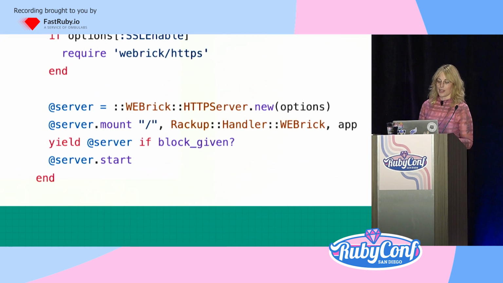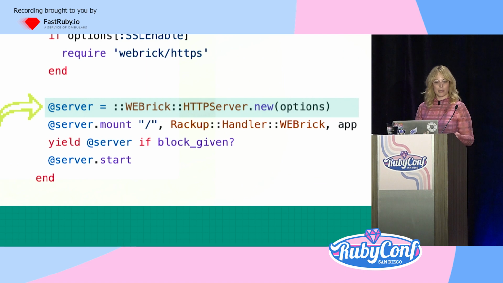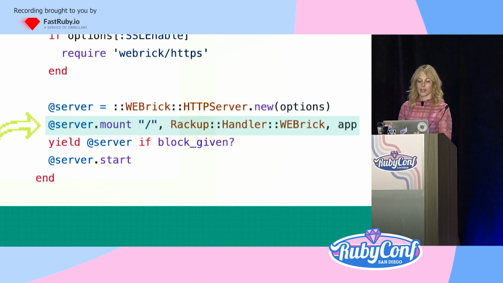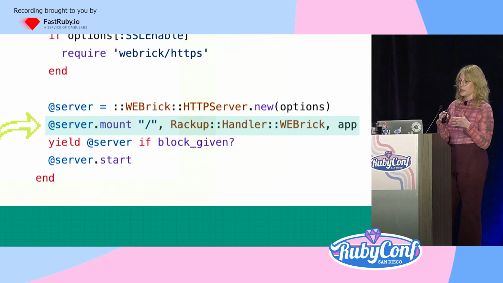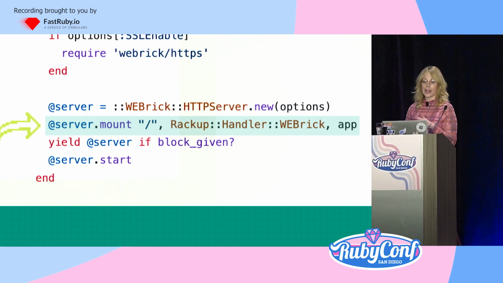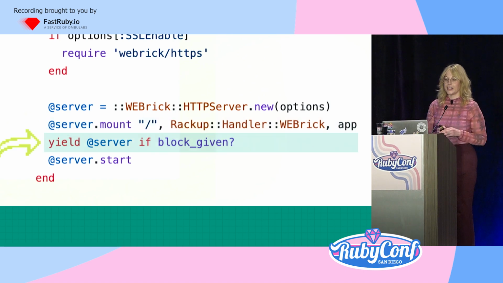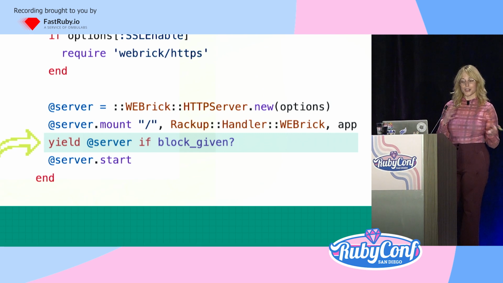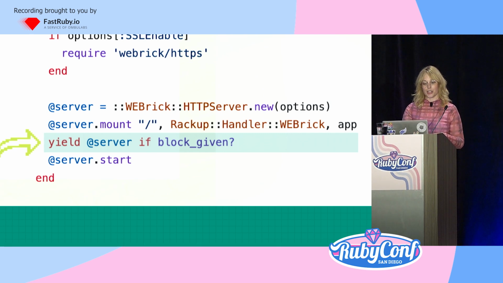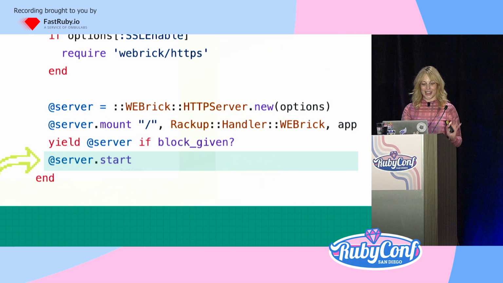So down here, we see that Rack initializes the WebRick server with the provided options. And these options can include things like the host, the port, SSL settings, et cetera. Next, we see the server mount line. Here, Rack is telling WebRick to route all incoming requests to our Rack application app. And then the slash path indicates that our Rack app will handle requests at the root level. Finally, we're either going to yield the server to the block if it's given, or we're going to start the server. And at this point, our Rack application is up, it's running, it's ready to go.